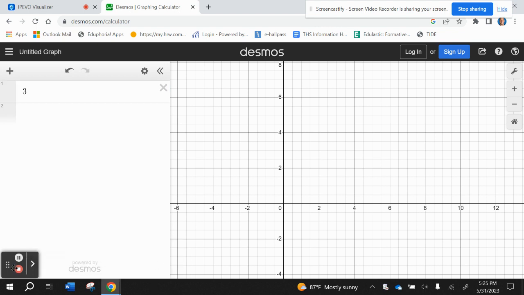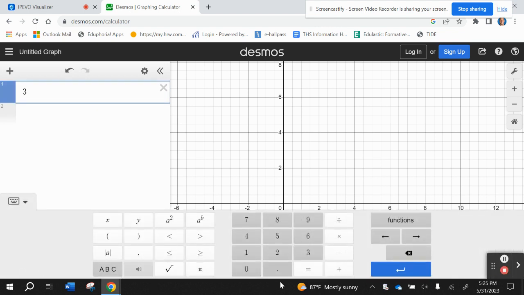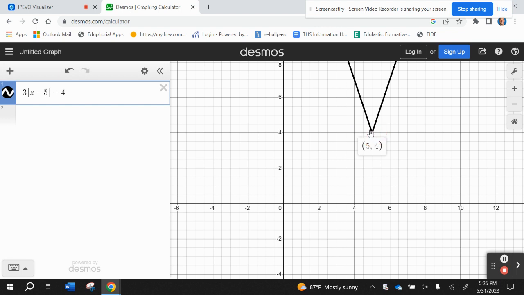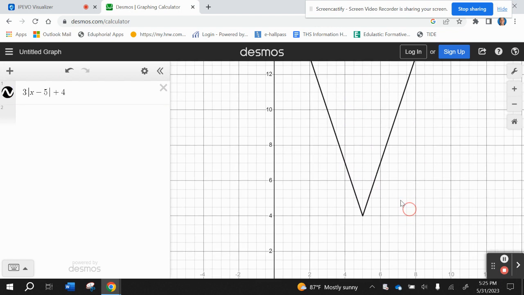We need absolute value, so let's get this out of the way. Absolute value is right there. So then that's x minus 5 plus 4. Okay, we can verify 5, 4. That's where we went. And let's see if we can get to a point. Getting close. You can see we're getting very close to 4, 7. Okay, so we can use that point, 4, 7.